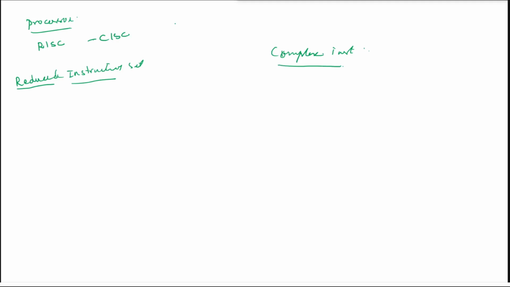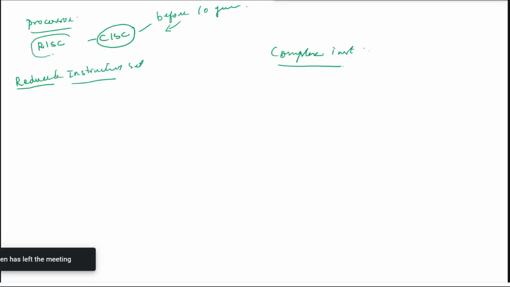The motive behind revising your syllabus is this: before 10 years, almost a decade back, CISC was popular. CISC ruled the world. Almost most of the processors were under the CISC category, complex instruction set computer. But nowadays, all the processors are trying to adopt the RISC architecture.